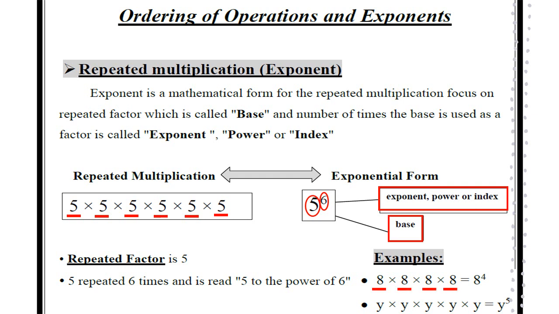Here the base is 8, and 8 is repeated 4 times, so it's read as 8 to the power of 4. Here, y times y times y times y times y. y is the base, and y is repeated 5 times, so it's y to the power of 5.